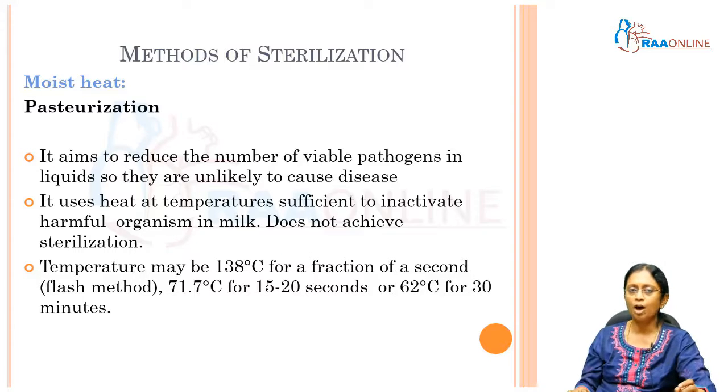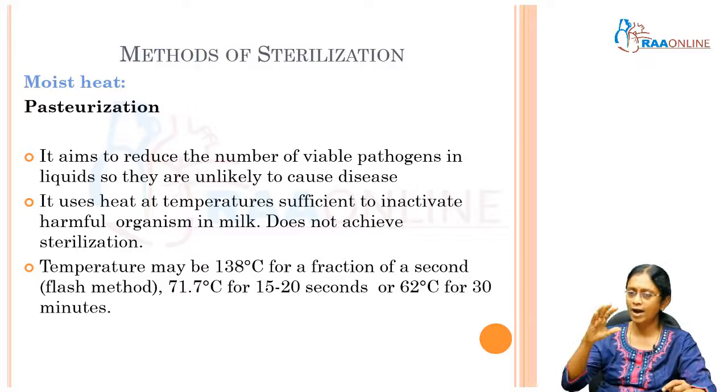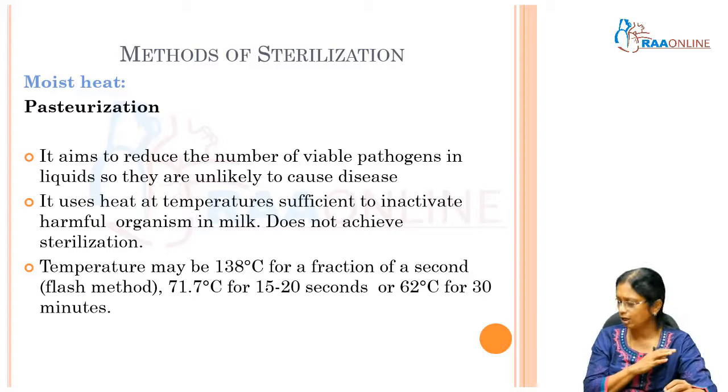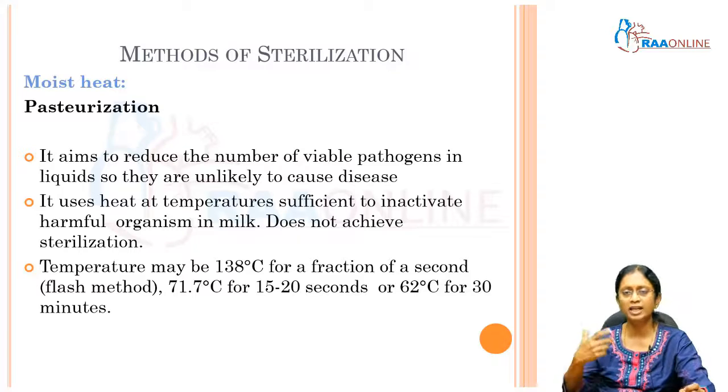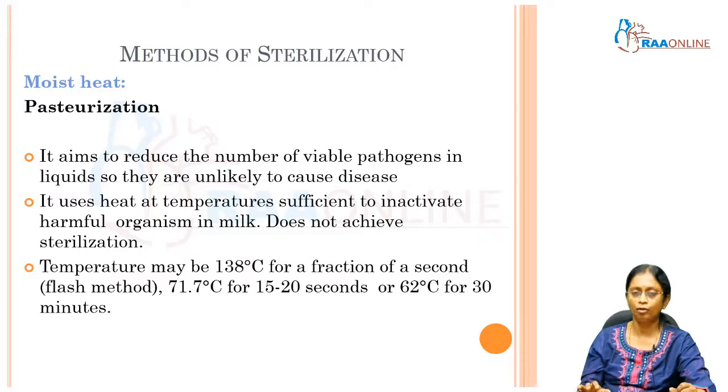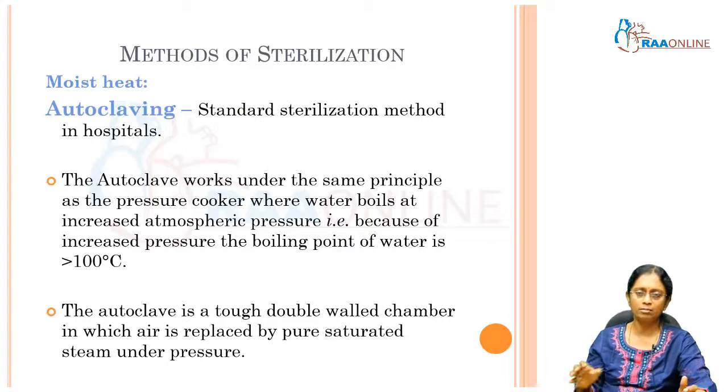All right. Now, pasteurization of milk. All the viable pathogens in a liquid are only reduced in number. It does not completely eliminate them. It uses heat to inactivate the harmful organisms in the milk. It does not sterilize it, it only reduces the pathogen content. Temperature may be around 138 degrees centigrade for a fraction of a second, or 71.7 degrees for 15 to 20 seconds. Please remember all these numbers. That is very important when you're presenting in your viva or in your paper.